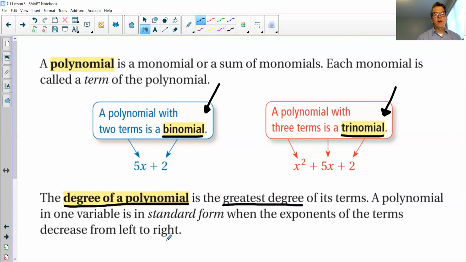A polynomial in one variable is in standard form when the exponents of the terms decrease from left to right. So we're going to do two things here. We're going to calculate the degree of a polynomial, and then rearrange it into what is called standard form. That's a process where we take the highest degree term and put that first, then the next highest, and then the last, if it was a trinomial, let's say. Once you do a couple of these, this slide will come quite easily to you. Let's go on to example 2.